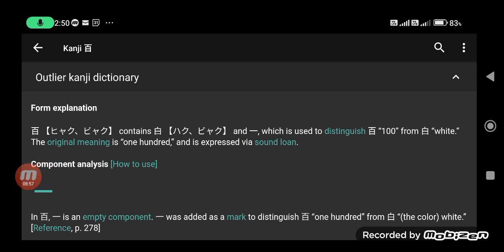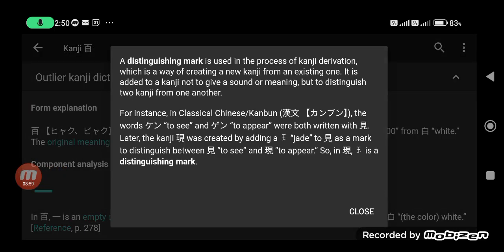Now, what is a distinguishing mark? A distinguishing mark is used in the process of kanji derivation, which is a way of creating new kanji from an existing one. It is added to a kanji not to give a sound or meaning, but to distinguish two kanji from one another. Let's take, for example, this kanji here, which means to see.